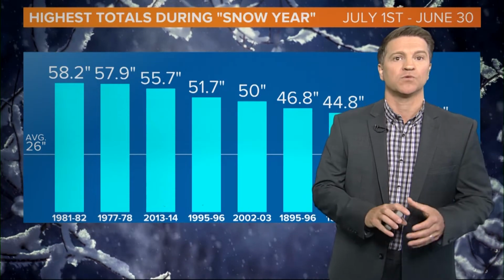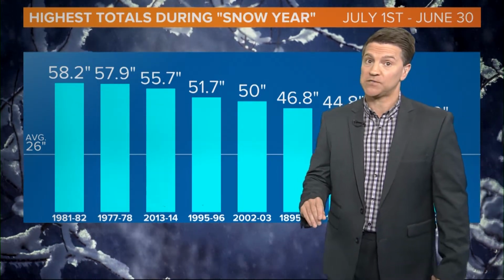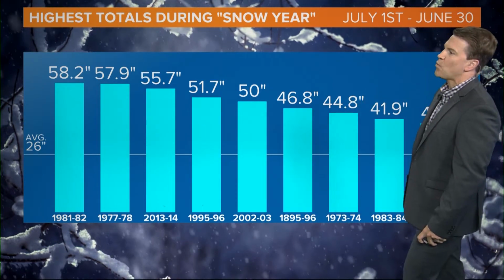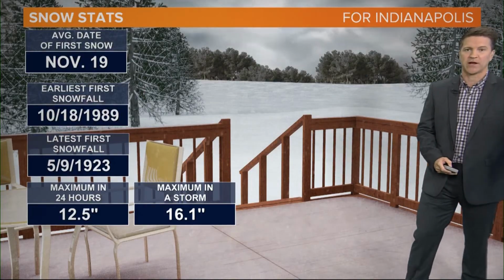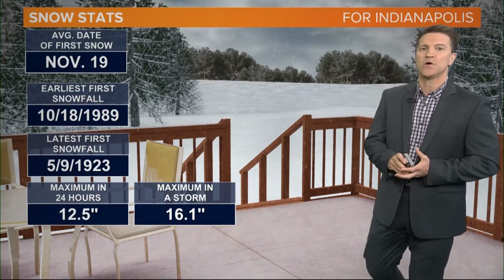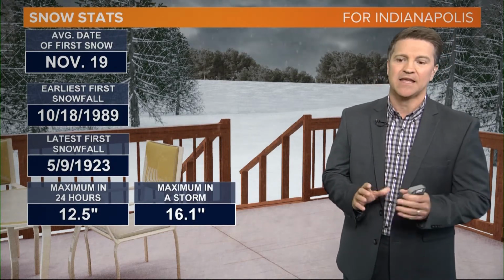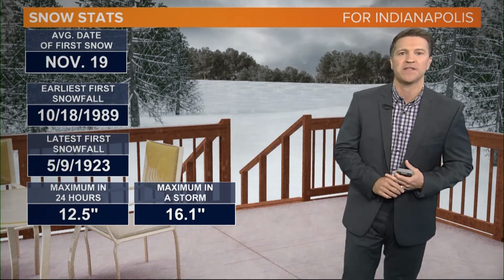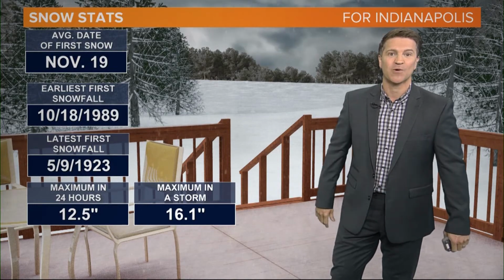These are some of the highest totals we've had. I mentioned 2013, 2014, third snowiest on record for central Indiana. 81, 82, over 58 inches of snow. That's our snowiest on record. Average first date of snow is November 19th. However, 1989, in the middle of October, in fact, it was October 18th, 19th, and 20th, we had a snowstorm that produced over 9 inches of snow in some locations.